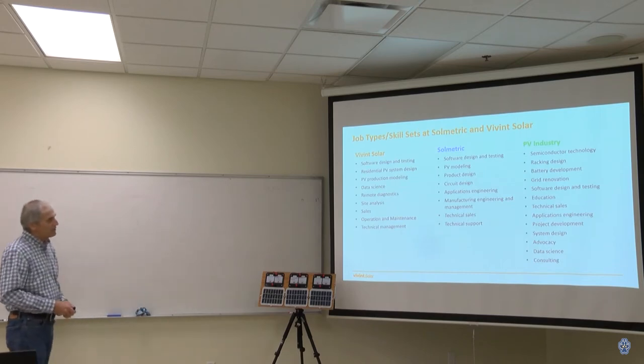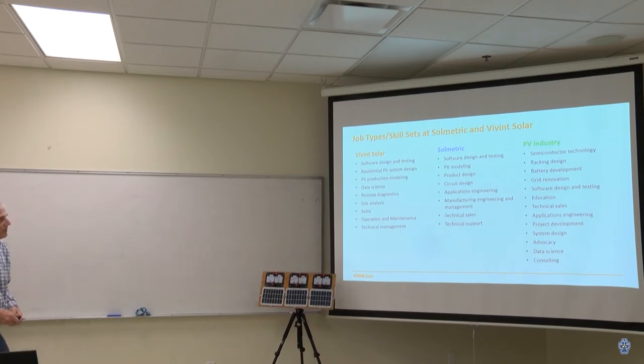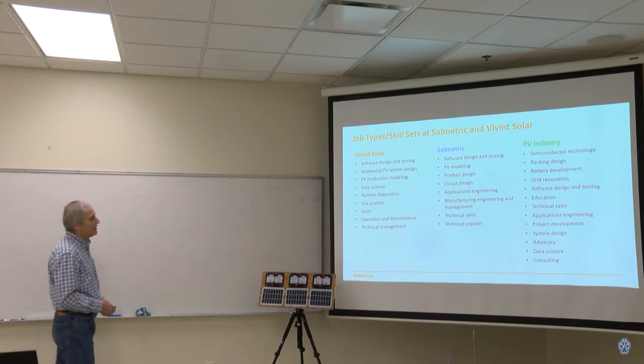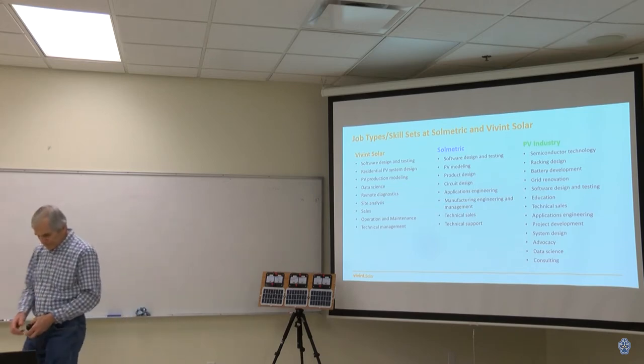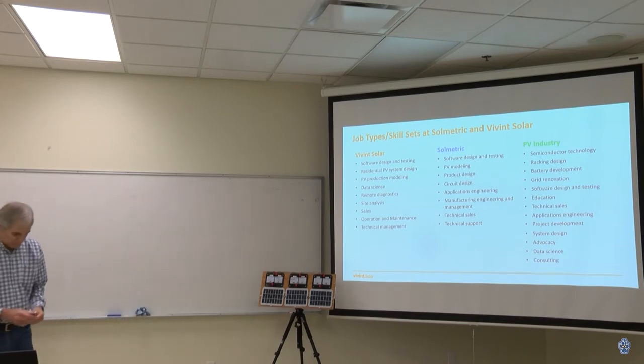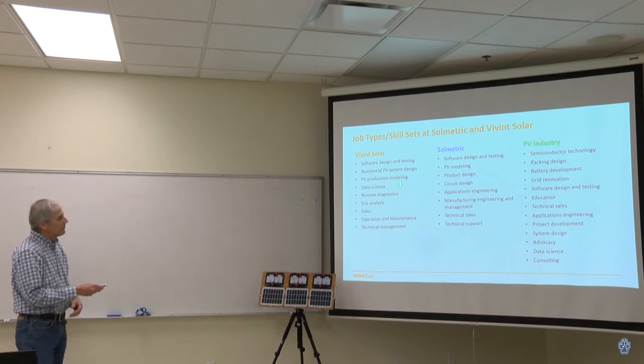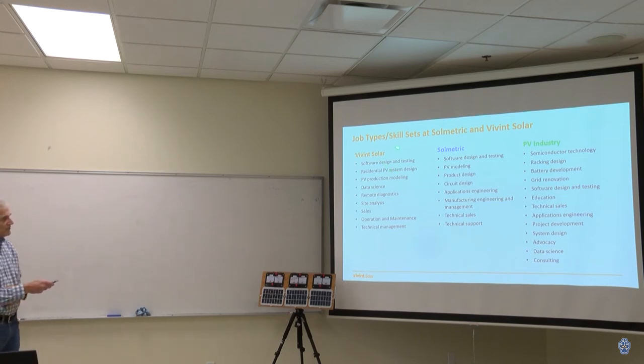These are kind of the skill sets or job types. I couldn't really separate them, but at Vivint Solar, Solmetric, and the PV industry. And starting with Vivint, lots of design and production modeling, data science, if you're interested in statistics and like math and you're interested in big data, that's a great opportunity right now in the industry. Right down through technical management and operation and maintenance.